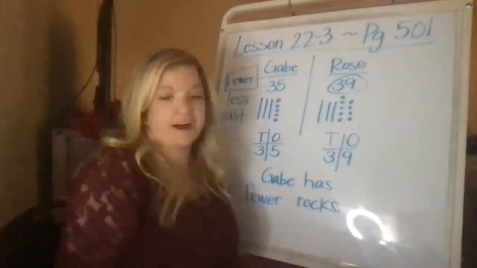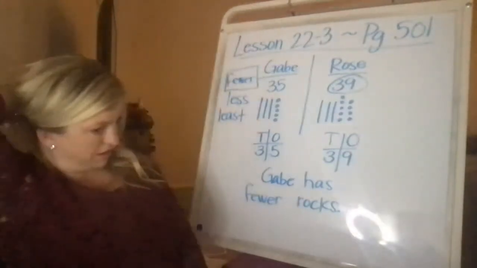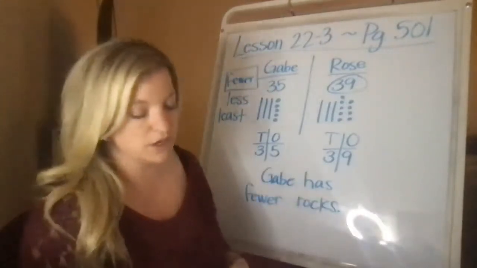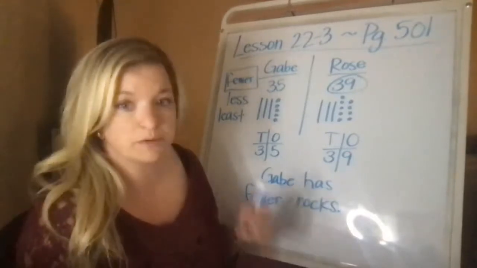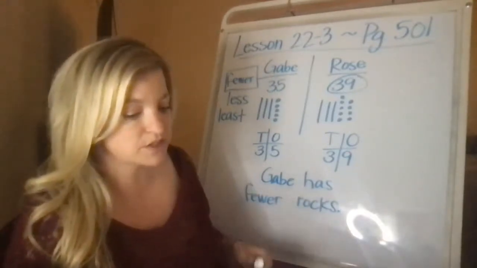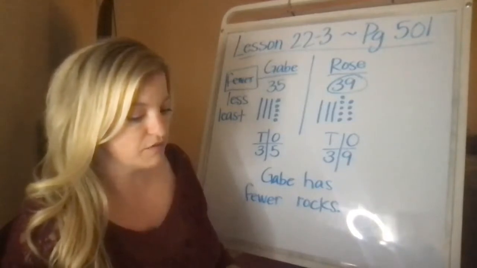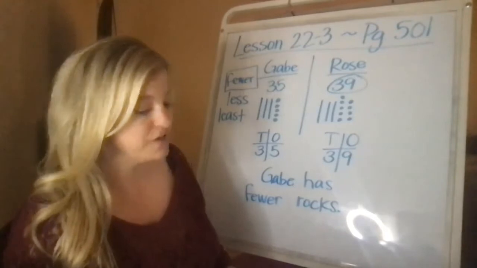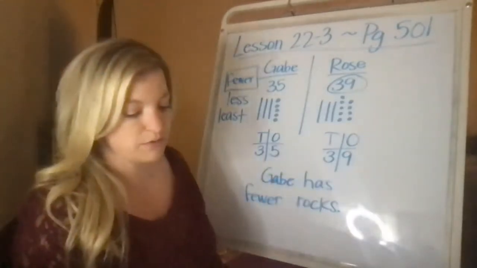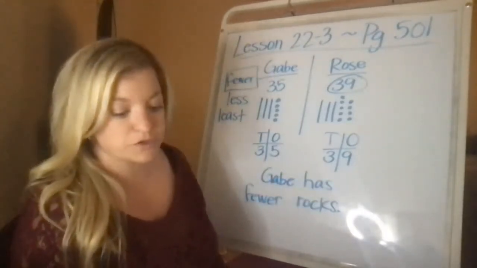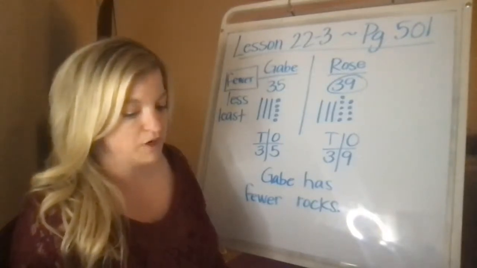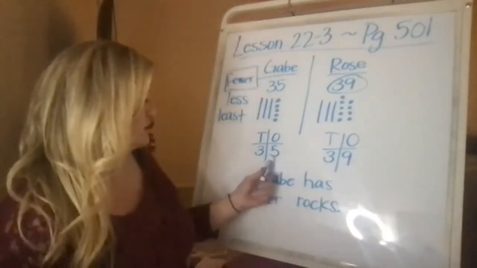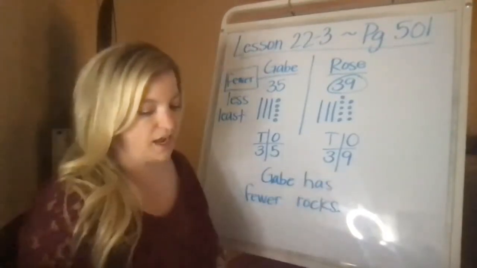Turn the page. 502 is going to compare 39 and 35, and it's going to show you what the book would have done to solve this. So it restates the problem. It says Gabe collects 35 rocks. Rose collects 39 rocks. Who collects fewer rocks? Compare the tens. The tens are the same. That's what we did. So now we're going to go to the ones place value, 5 and 9. Which one is less than? The 5 is less than the 9.